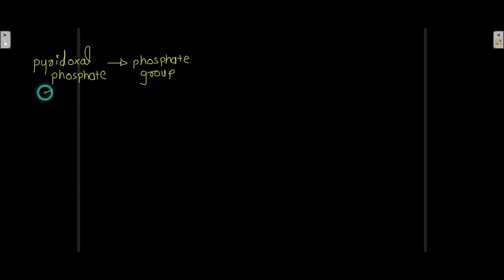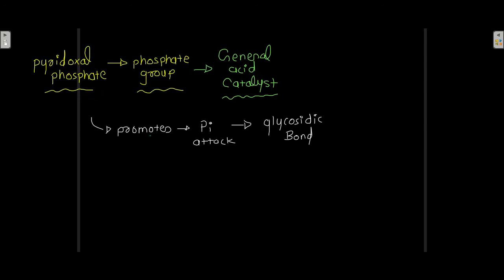Now this pyridoxal phosphate has a phosphate group, and this phosphate group acts as a general acid catalyst. This pyridoxal phosphate promotes phosphate attack on the glycosidic bond, and when there is attack on the glycosidic bond, the glycogen will break down, and that is glycogenolysis. So pyridoxal phosphate has a phosphate group which acts as a general acid catalyst, because of which it promotes phosphate attack on the glycosidic bond, and because of which the glycogen breaks down.